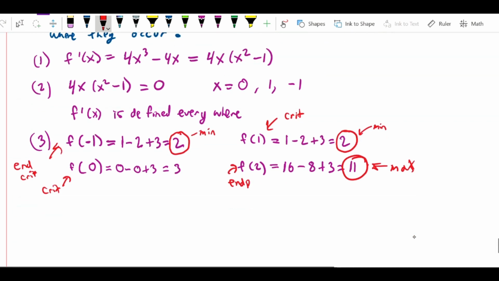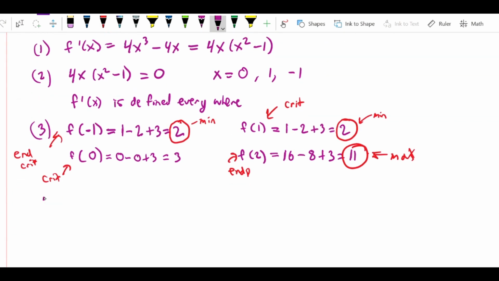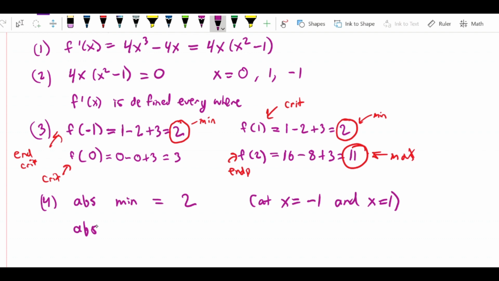So we can now conclude that the absolute min is equal to 2, and it occurs at x equals -1 and x equals 1. So it occurs in two places, but there's still only one absolute min. And the absolute max is equal to 11, and it occurs at x equals 2.